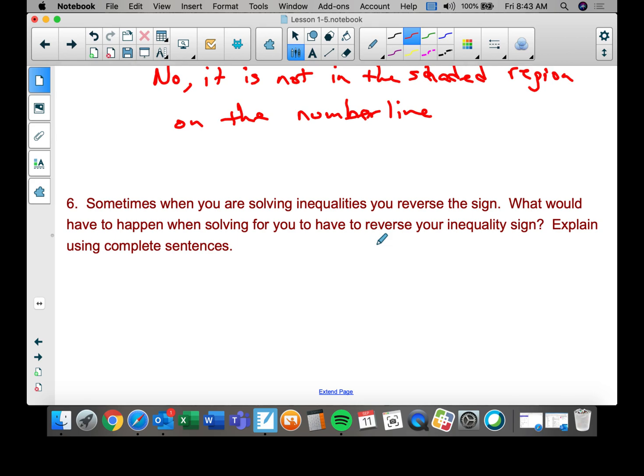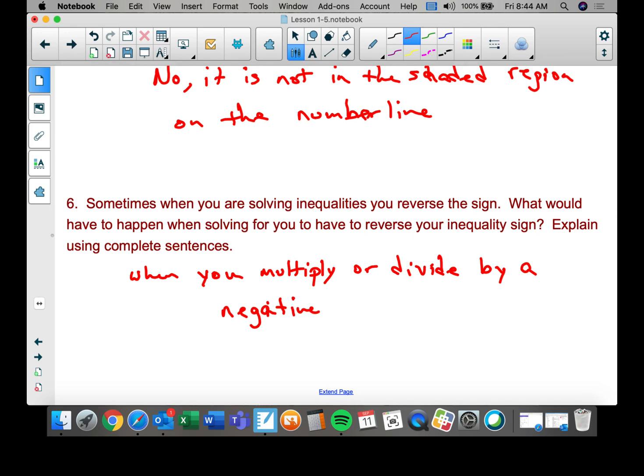And that is quite simply when you multiply or divide by a negative number. Okay, so if you multiply both sides of an inequality by a negative number, or if you divide both sides by a negative number, okay, then you would end up having to reverse that inequality sign, and we'll talk about why in just a little bit. Okay, well, actually, let me just do it right now.